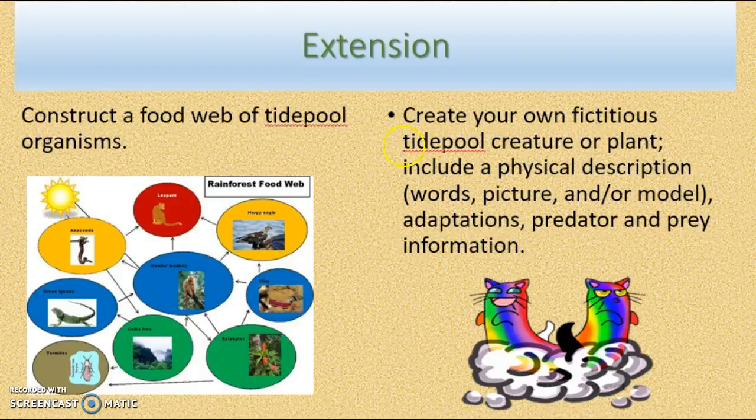Or you could create your own fictitious tide pool creature or plant, and you would include a physical description, and you could write about it, you could draw it, you could build a model of it, you could talk about its adaptations and predator and prey information. Since you learned a lot about those kinds of things, you could make your own imaginary tide pool creature. And that is that.